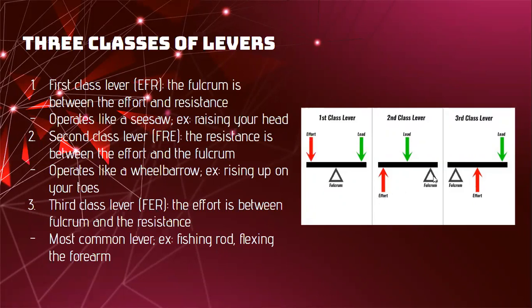Your fulcrum is right here, then the resistance is in the middle, and your effort is right here. These little acronyms are just used to show which one is in the middle. So it doesn't really matter if the R and the E are flipped in FER, it just matters that the F is in the middle. The other two can kind of switch sides if they want to.